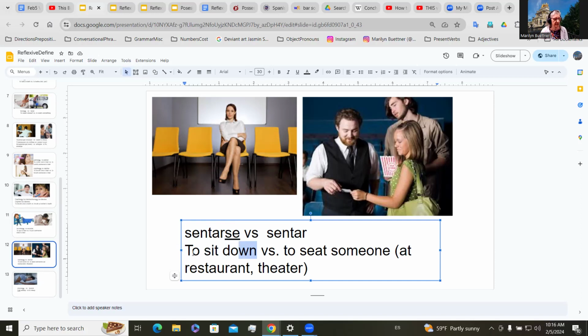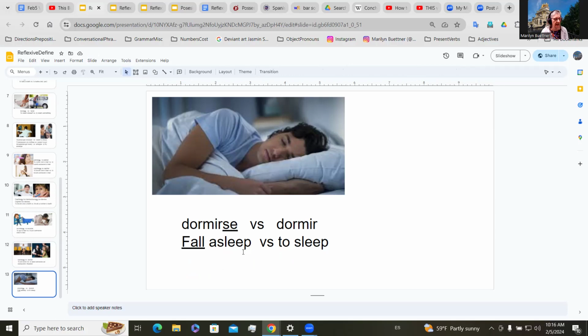But in English, generally, we use "down" with the idea of sit. And that down thing is conveyed by the little tiny, tiny word of "se" hanging on to the end of that word. And here we go. Dormir, to sleep, but dormirse becomes fall asleep. So there are all kinds of little nuances and meaning that can happen with reflexives.